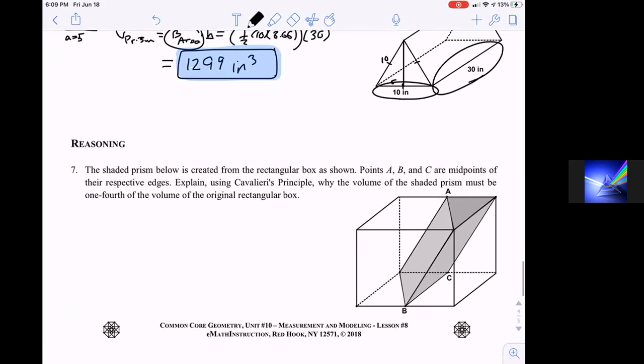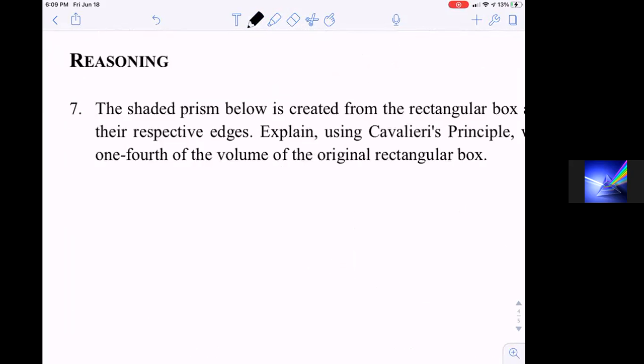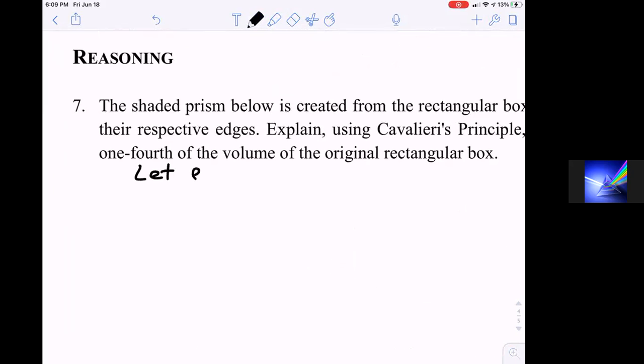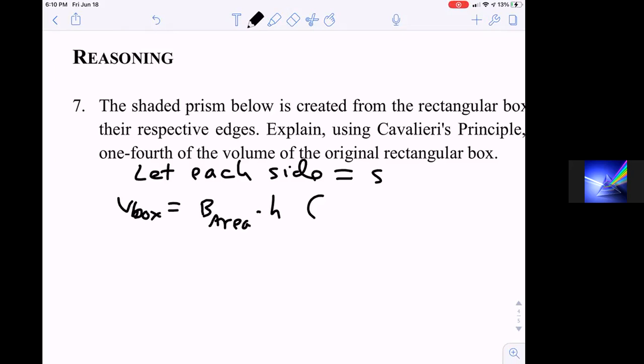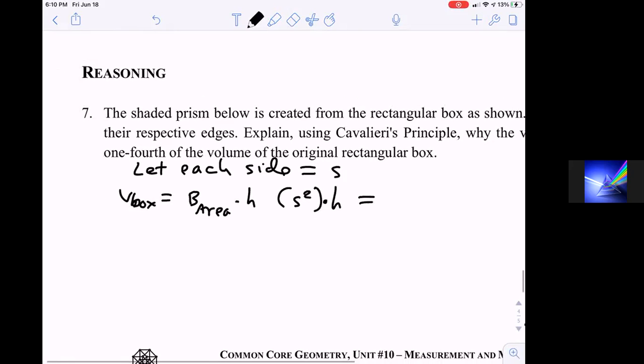Question 7, the shaded prism below is created by a rectangular box as shown. Points A, B, C are the midpoints of their respective edges. Explain using Cavalieri's principle why the volume of the shaded prism must be 1/4 of the volume of the rectangular box. Well, let's let each side of the box equal S. That means, guys, the volume of the box is going to be the area of the base times the height. And the area of the base would be S squared times the height. So in other words, we get S squared H as the volume of the box.